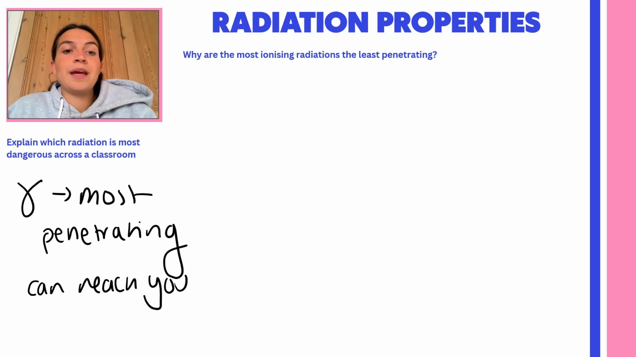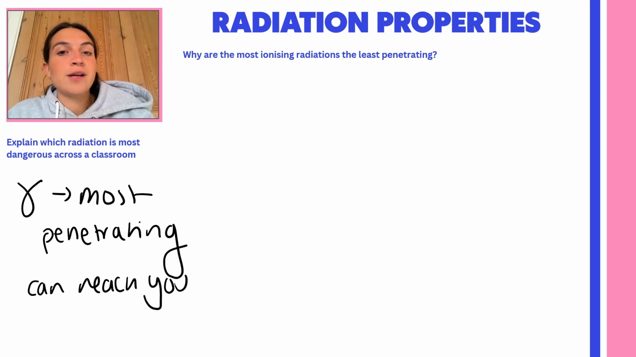This would be a different question if it asked which were the most dangerous and they were on you, because the most ionizing would be the most dangerous at that point. So it's only gamma in this example because the other two simply wouldn't even be able to reach you to cause you any danger in the first place.